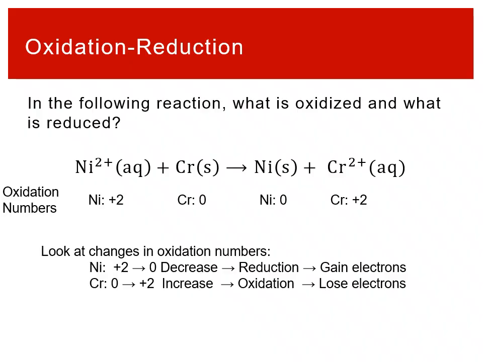And so just like we assign oxidation numbers to each atom type, individual atom types are always going to be associated with reduction or oxidation. So whenever we're faced with figuring out what's oxidized and what's reduced, we're always going to compute oxidation numbers and then look at how they change across the reaction.